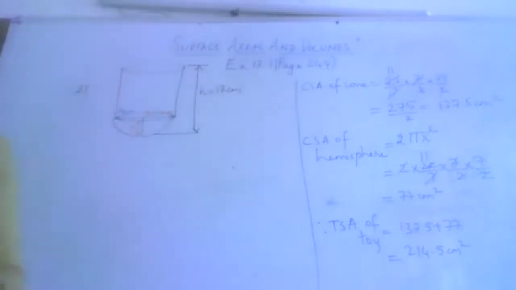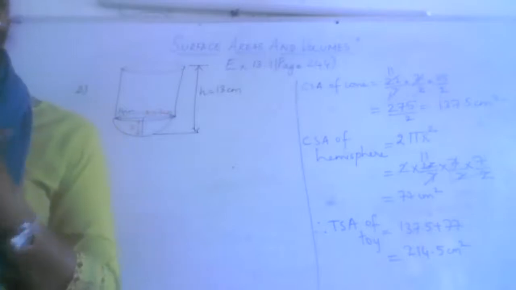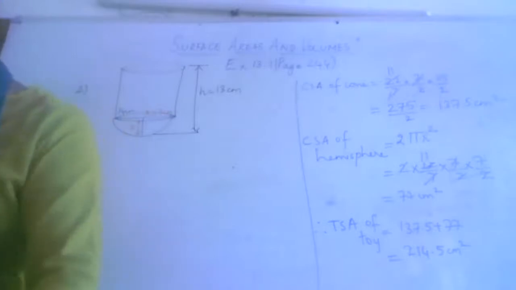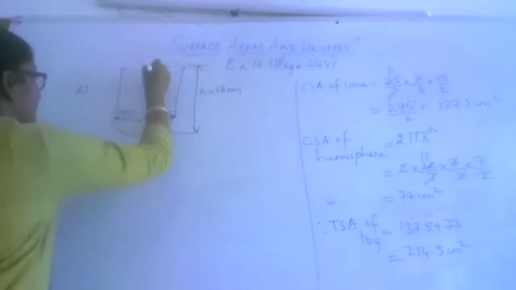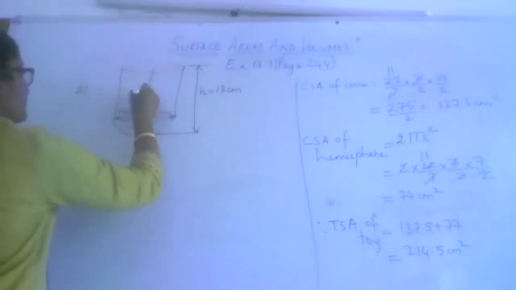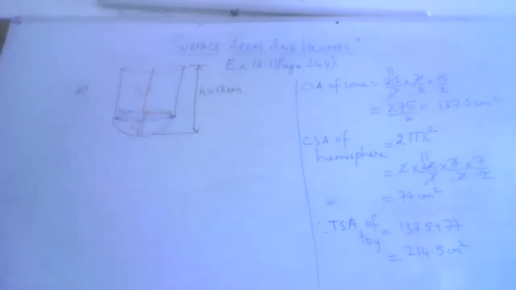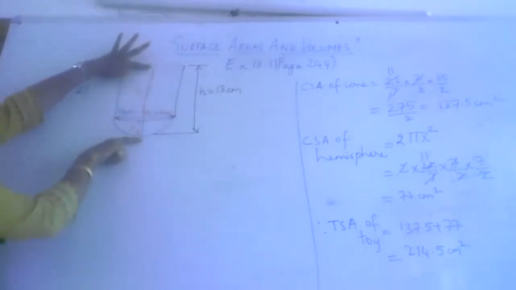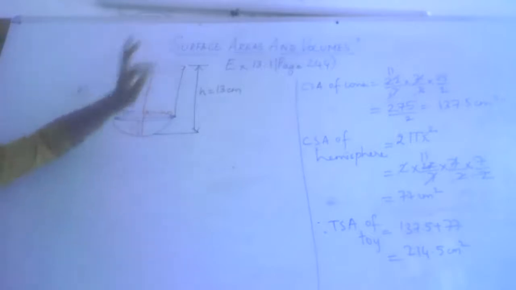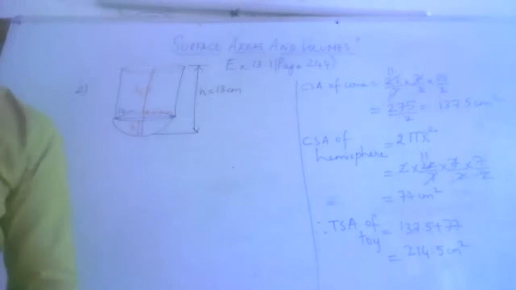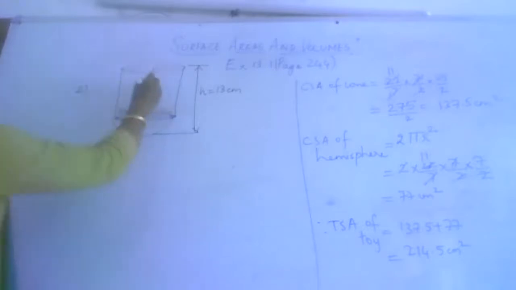Now, using the total height and the radius of the hemisphere, can I find out what will be the height of the cylindrical part? So, this will be the height of my cylinder. Right? This is the height of the cylinder. What will be the height of the cylinder? Total height of the toy is 13. This part is 7. So, can I find out the height of the cylinder? 6 centimeter. So, that should be 6 centimeter. If it is required or not, we don't know. We'll see what is given to us.